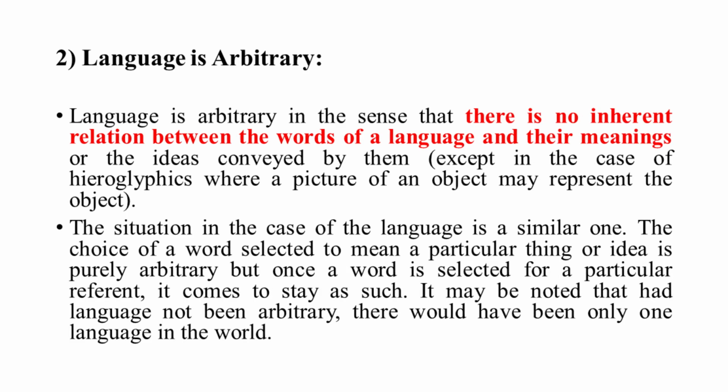Next, language is arbitrary in the sense that there is no inherent relation between the words of a language and their meanings or the ideas conveyed by them, except in the case of hieroglyphics where a picture of an object may represent the object. The situation in the case of language is a similar one. The choice of a word selected to mean a particular thing or idea is purely arbitrary, but once a word is selected for a particular referent, it comes to stay as such. It may be noted that had language not been arbitrary, there would have been only one language in the world.